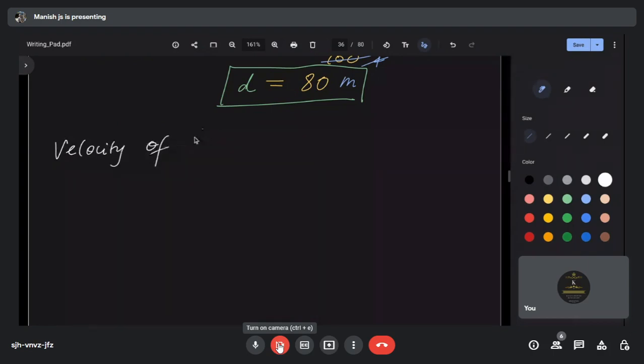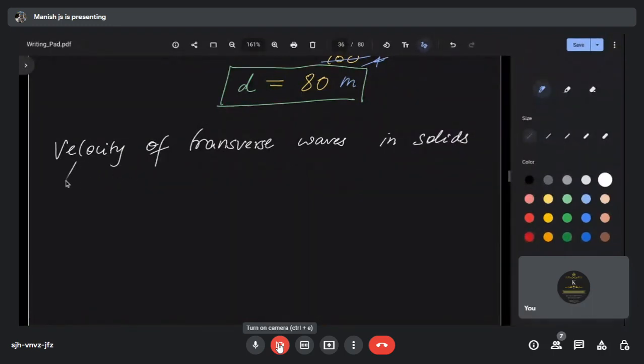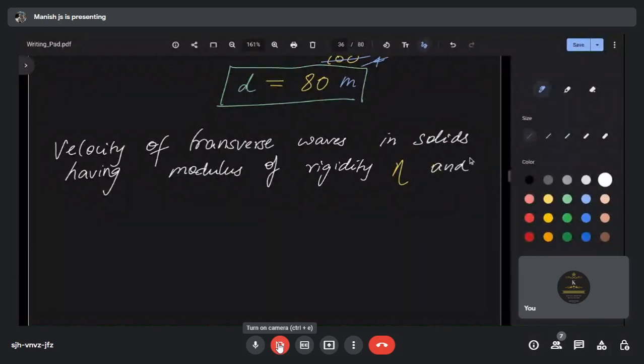The velocity of transverse waves in solids having modulus of rigidity. Modulus of rigidity we will represent as eta. And density, a relationship we know, that is rho.